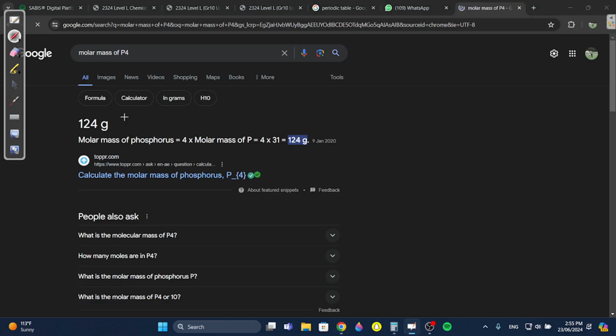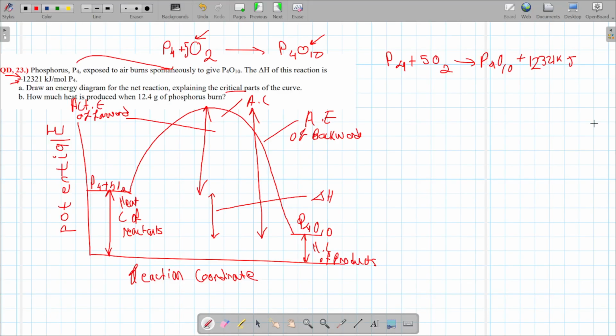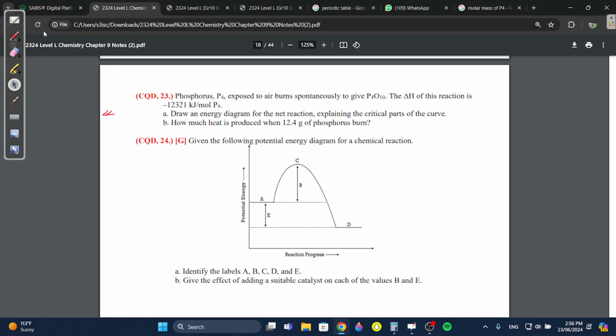Then the molar mass of P4 is 124. You can get this from your periodic table. So we can do the ratio. They said 12.4 grams of P4, so our given is 12.4. In my reaction, P4 has a molar mass of 124, and it releases 3, 2, 1 kilojoules. So we cross multiply, and x equals 3.2 kilojoules.